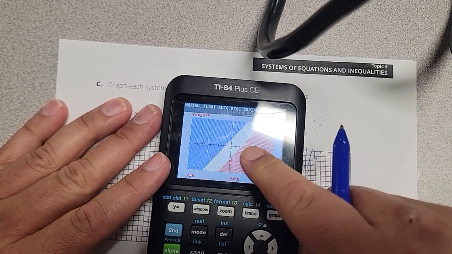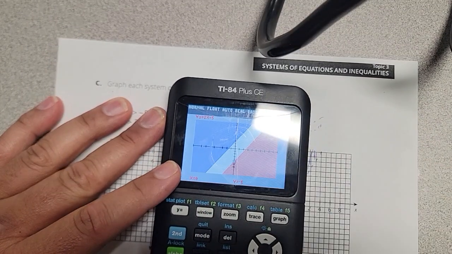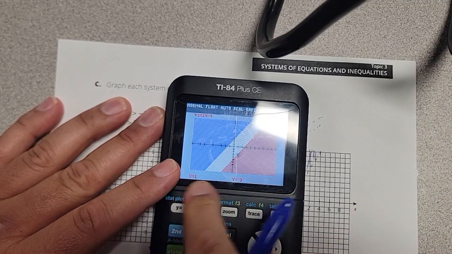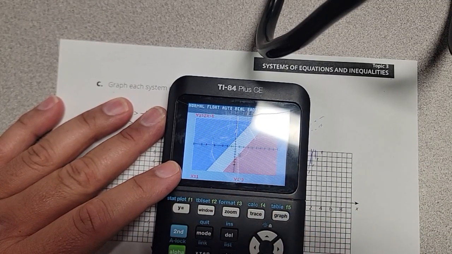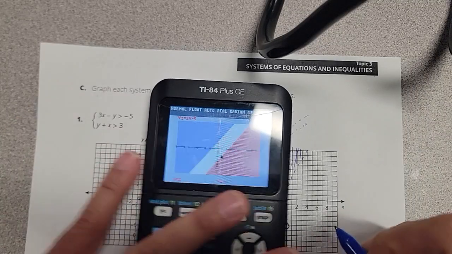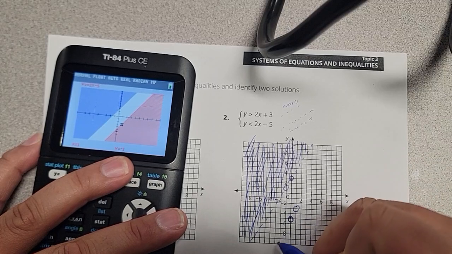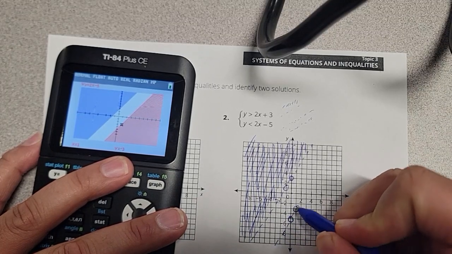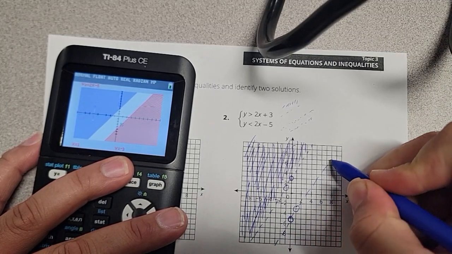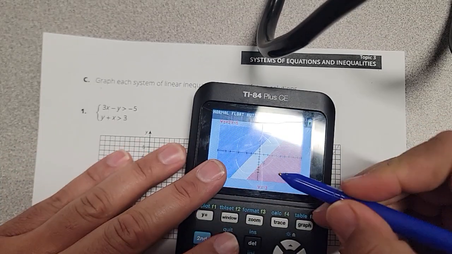Don't put a dot. Now, if I want to find another point, I'm going to type in like 1. So 1, -3. All right, I typed in 1, and I put in -3. So 1, and then -3. And then again, let's make a dash line. And then this one is shaded below.